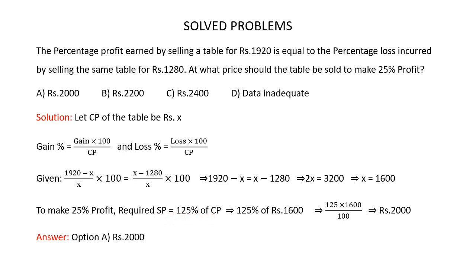Now we know that the cost price is rupees 1600. So 125% of cost price is nothing but 125% of rupees 1600. That is 125 multiplied by 1600 divided by 100. On solving this, we get rupees 2000. So the table should be sold at rupees 2000 to make a 25% profit. So the correct answer is option A, rupees 2000.